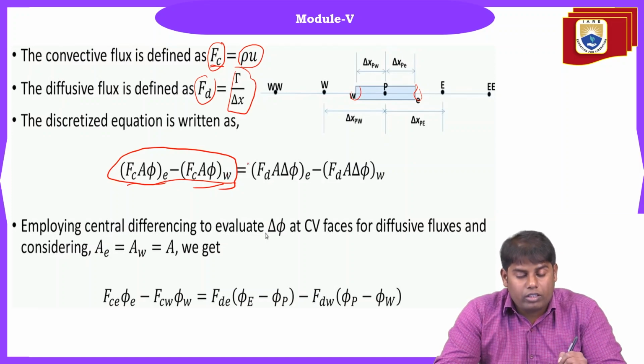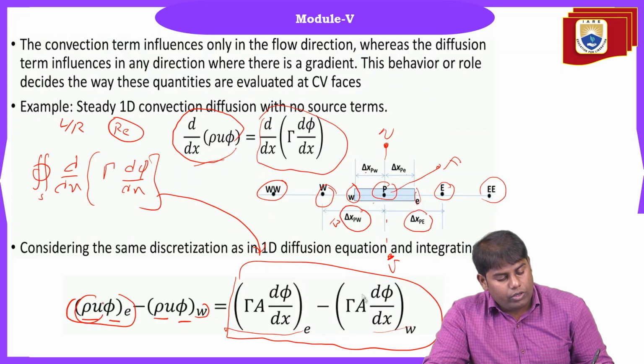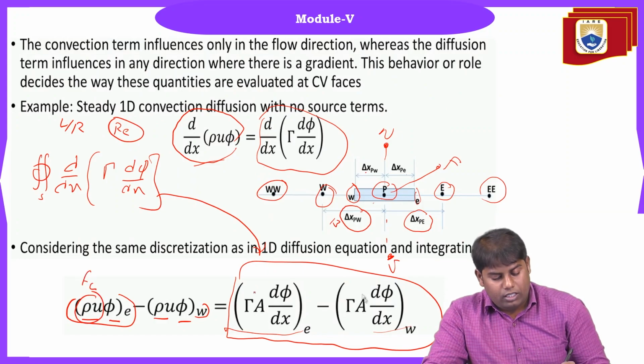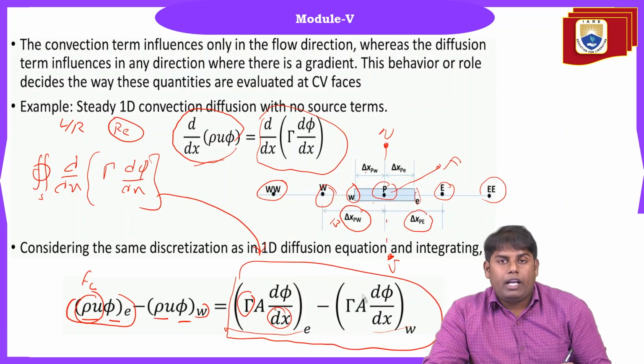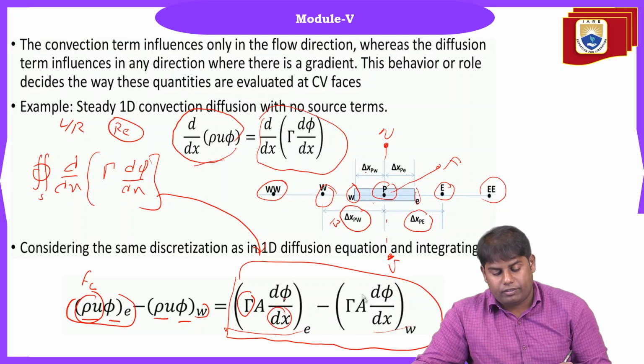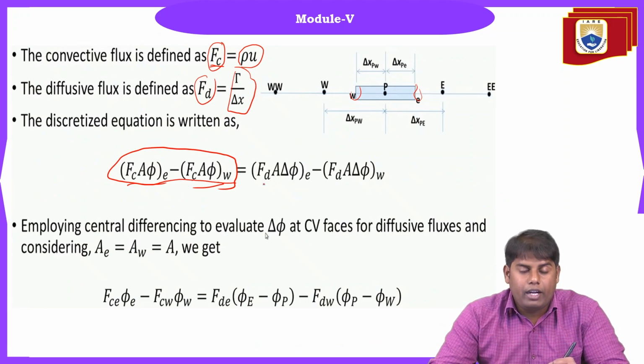Now on the right hand side, we have Fd. So what we are doing is replacing this rho U as Fc and this gamma by delta x as Fd. That is the difference. So Fd is nothing but gamma divided by delta x. So here we go, this is at the east side and this one you can see at the west side.